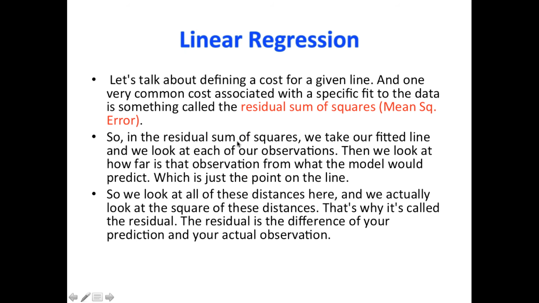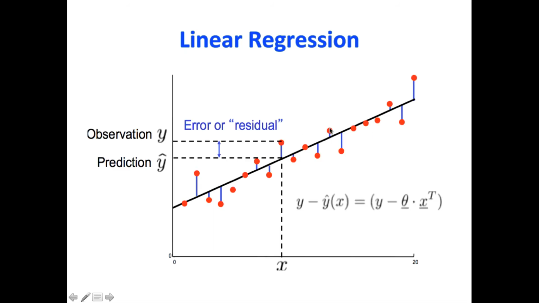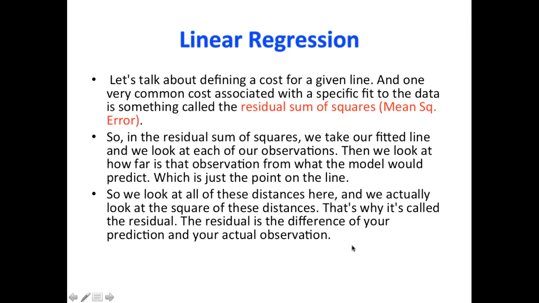So the goal of this residual sum of squares will be to minimize the distance between observation and our fit line. So here in residual sum of squares, we take our fitted line and we look at each of our observations. Then we look at how far the observation is from what the model would predict, which is just a point on the line. So we look at all of these distances here and we actually look at the square of the distances. That's why it's called the residual. The residual is the difference of your prediction and your actual observation.